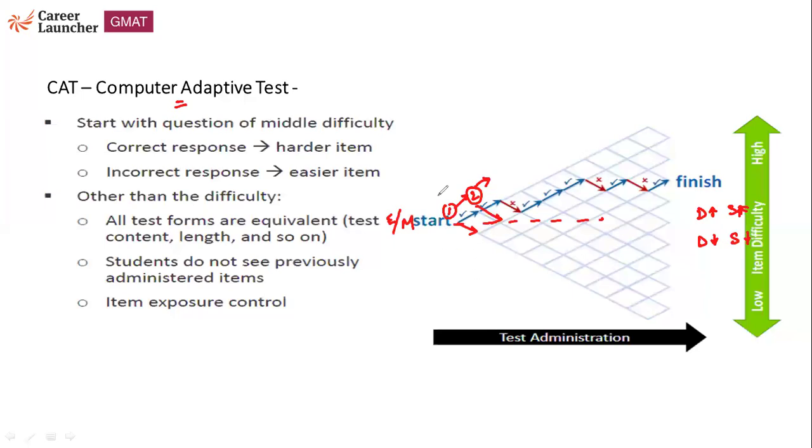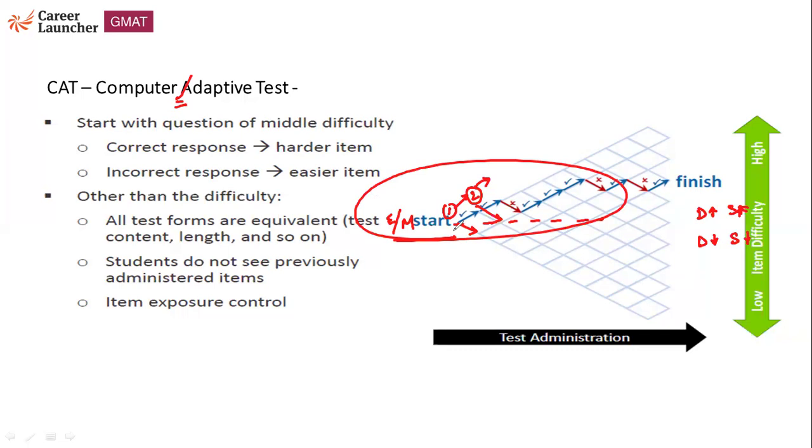This is how the test, every time, adapts to the test taker's performance. Yes, you need to be very clear about the accuracy of each and every question. If you are targeting a very high score, the accuracy on the first few questions is going to be quite critical.